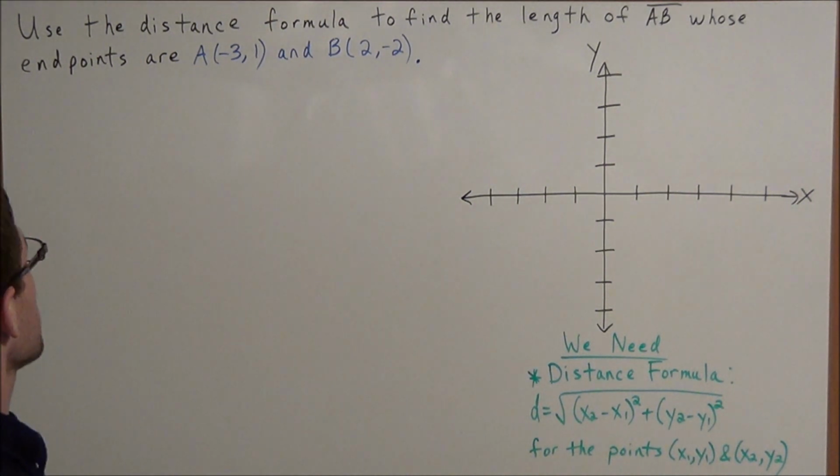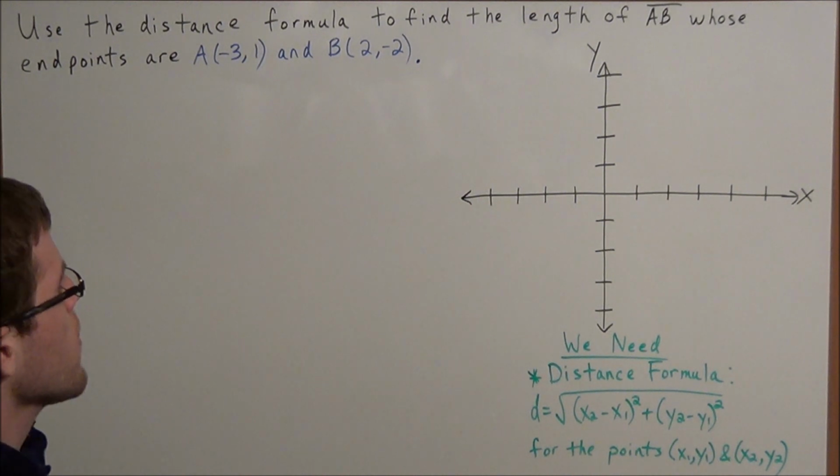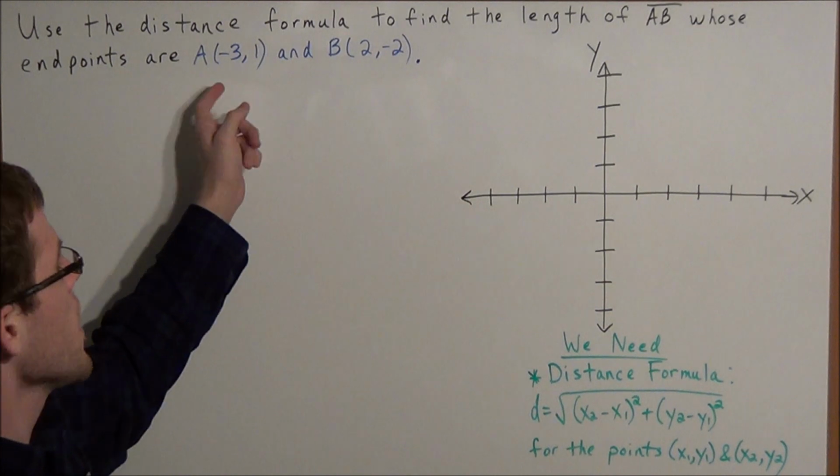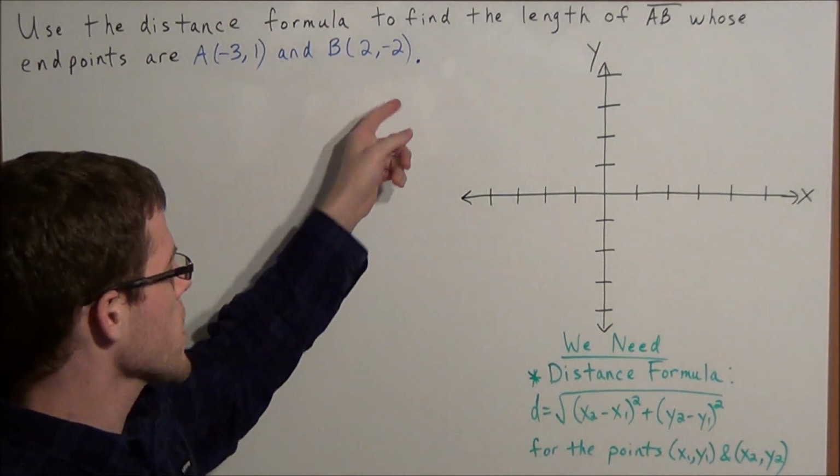I want to look at the problem: use the distance formula to find the length of line segment AB whose endpoints are (-3, 1) and (2, -2).